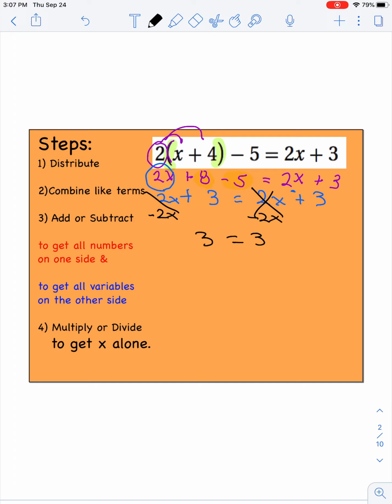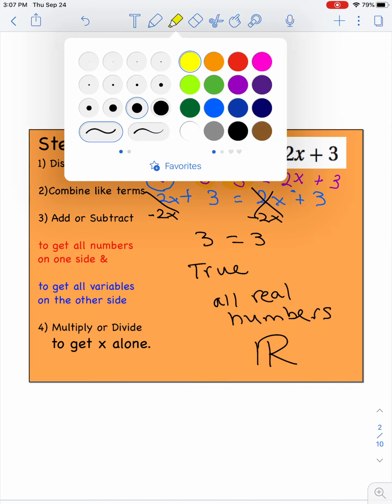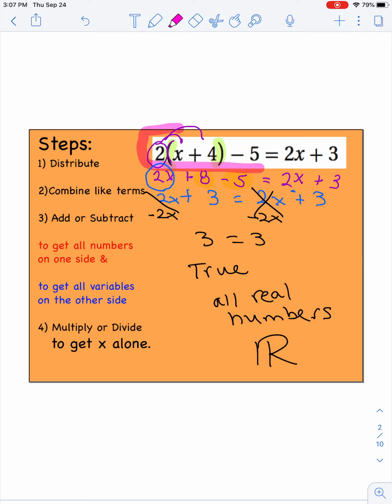Well, is 3 equal to 3? Think about that. Is that true? Yes, that's true. It's always true. And so in this case, all real numbers is the solution. And we can use a symbol, double bar R, to symbolize all real numbers. But what it really means is that for this particular expression, any number that you choose, whether it's -1 or whether it's 0.26, it doesn't matter. It will be true for all real numbers. And that's kind of tricky.